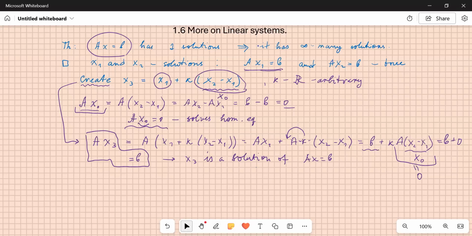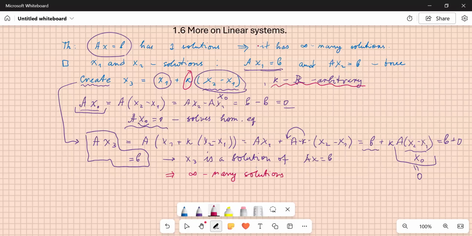This solution is not just one solution. If we go back to that solution, we're going to see that we have k as an arbitrary constant, which means that we can substitute any number for k, and that's still going to be a solution. Because there are infinitely many k's, we are going to have infinitely many solutions. Well, we proved our theorem that if a system has two solutions, it's going to have infinitely many solutions.